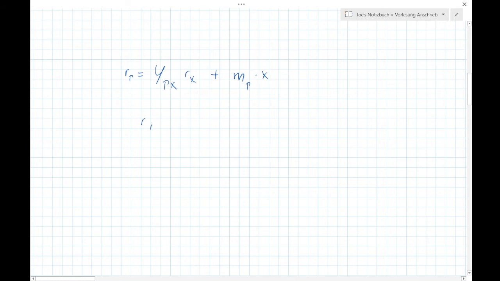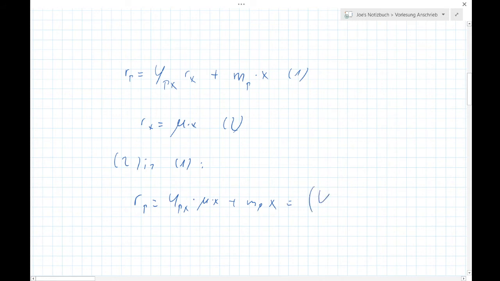Now, of course, I can say Rx is equal to mu fold x. This is always true again. I have no assumption here. I'm at the constant volume, I'm at batch, and now I say Rx, and I put that in this equation 1. So this is 2 in 1. And then I have simply Rp is equal to ypx fold mu fold x plus mpx fold x. And of course, this is the same as ypx fold mu plus mp fold x.